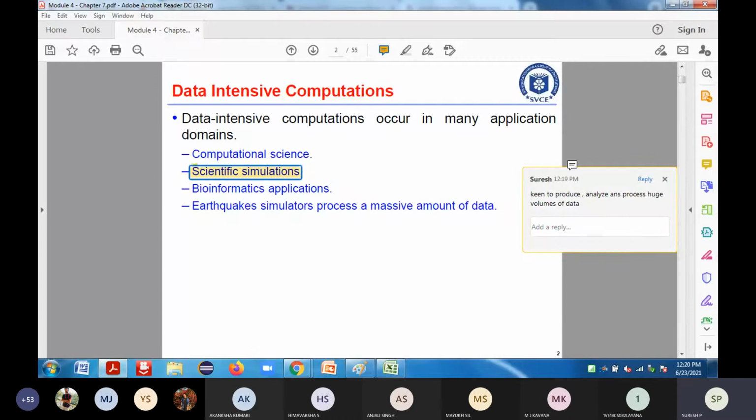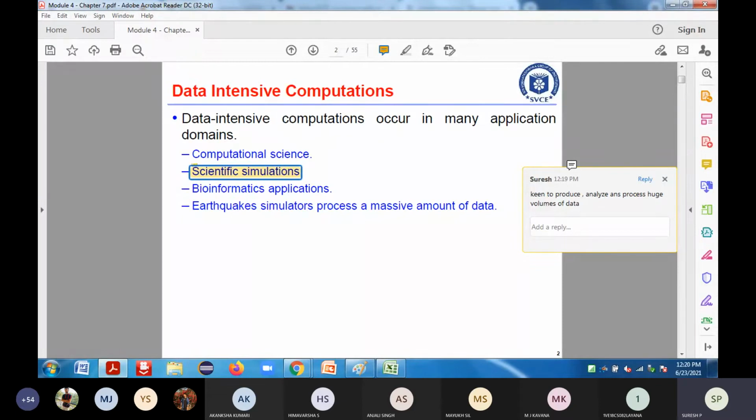But that is not the case with your biometric applications. If you take biometric applications, mining databases contain terabytes of data. That means if you take your normal Aadhaar card, there is biometric data there. With the help of biometrics, you are going to retrieve that particular person's image and all. Next, earthquake simulators.